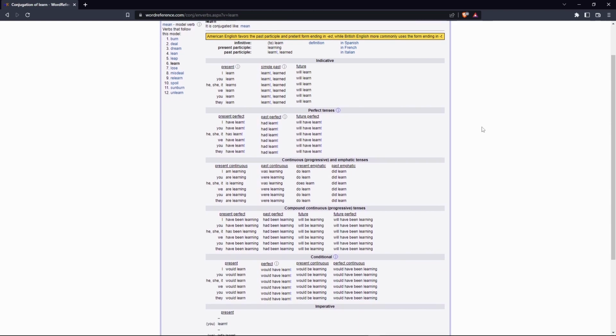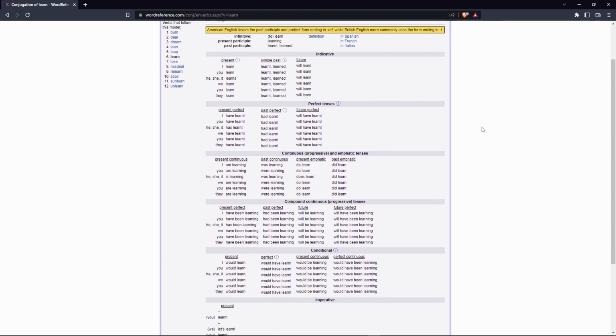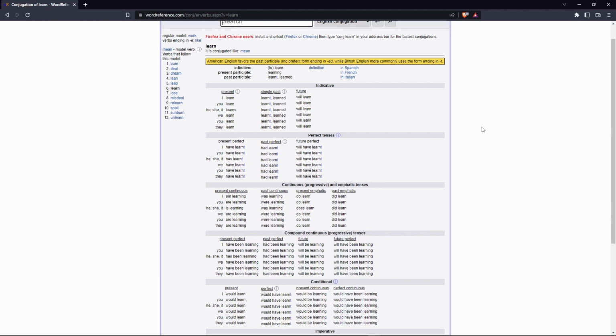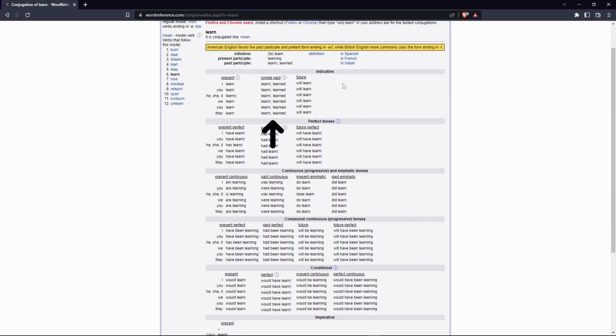Some verbs have two forms. I'll show an example after this one. This verb learn, for example, has two forms in the past tense. The past participle has the British form with a T ending or the American form with the ED ending. As you can see in the indicative section under past simple, there are both forms written.